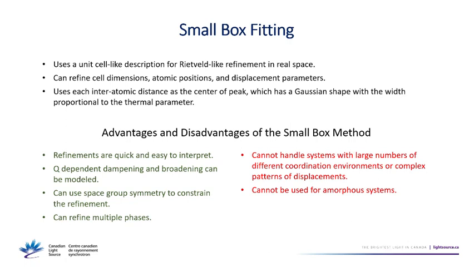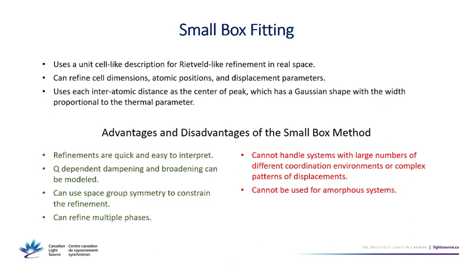So the advantages are it's quick. Usually each refinement cycle takes a few seconds to do. So you press it and then you have your answer basically. You can model the Q-dependent dampening and broadening of the PDF really well. You can use space group symmetry to constrain the refinement, so you can keep the atoms moving within the constraints of the space group if you want. You can also break the space group symmetry when you need, if the material isn't following the space group. And you can have multiple phases. So if you have two different phases, you can refine them both against the same PDF.